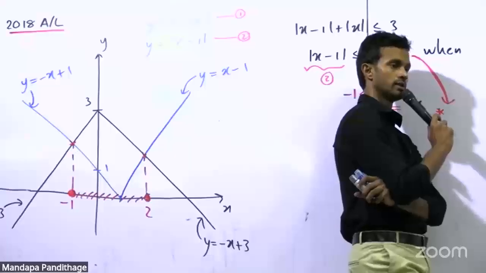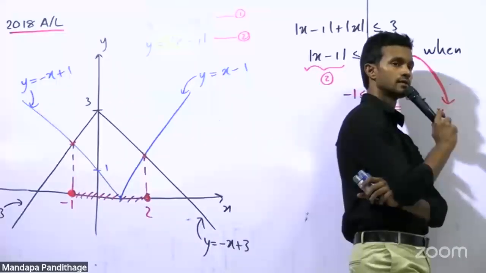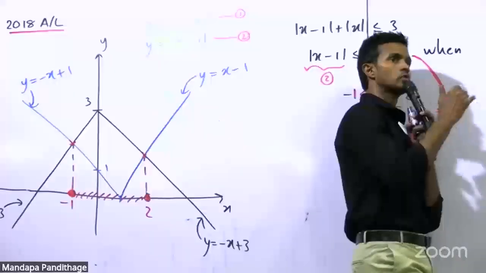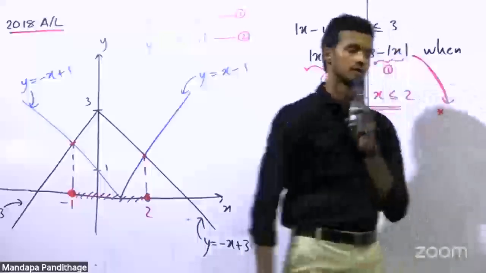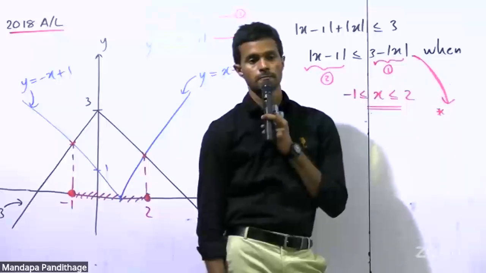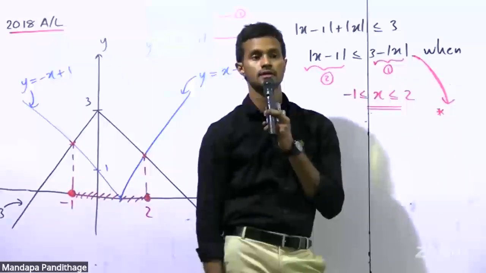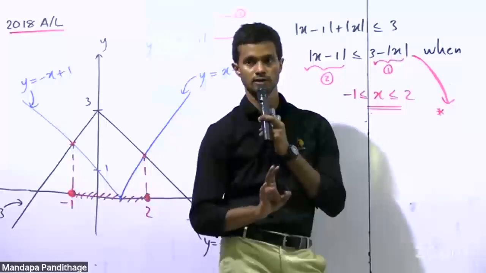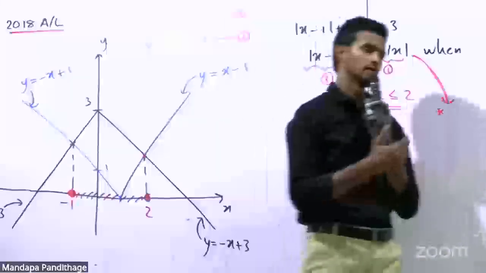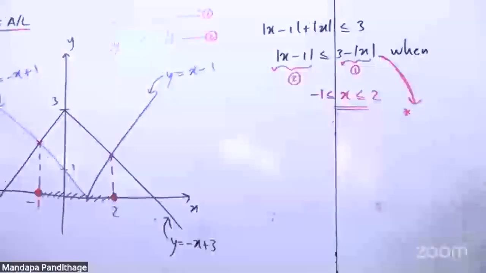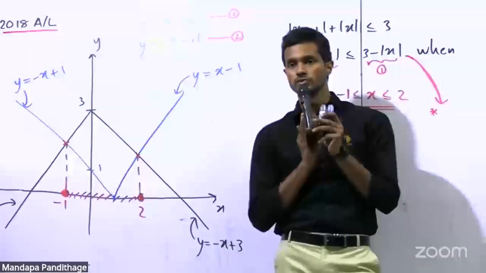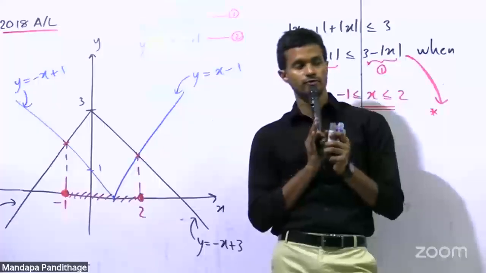We need to rearrange the inequality in a way that the two modulus functions we have sketched are in the two sides of the inequality.